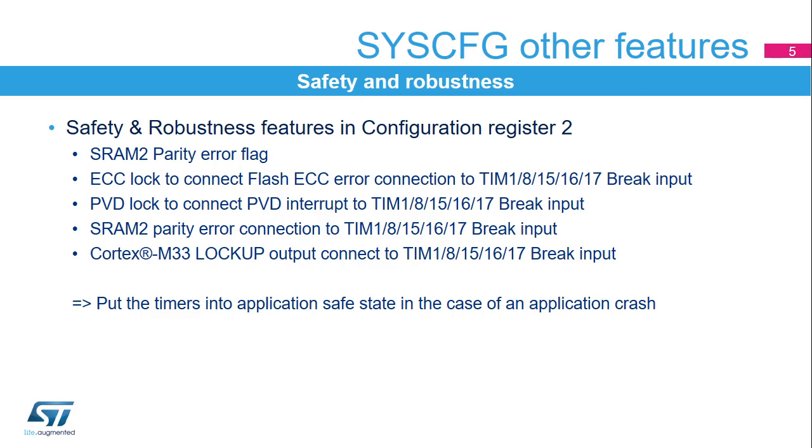The System Configuration Register 2 contains the control and status bits linked to safety and robustness, such as the SRAM 2 parity error flag, and the control bits to direct some error detection events to the timer's break inputs. This allows timer outputs to be placed in a known state during an application crash. Once programmed, the connection is locked until the next system reset. These internal events include a flash error code correction event, a power voltage detector event, SRAM 2 parity error event, and the Cortex-M33 lockup state.